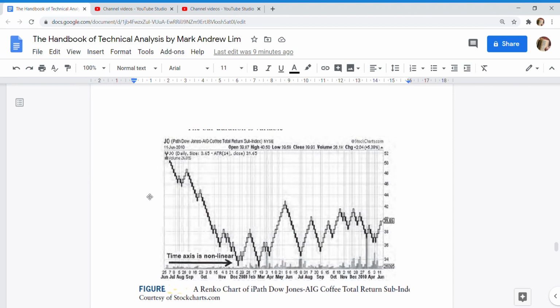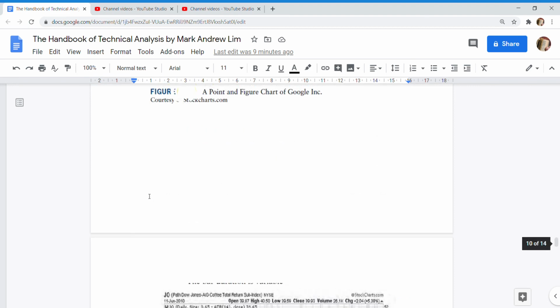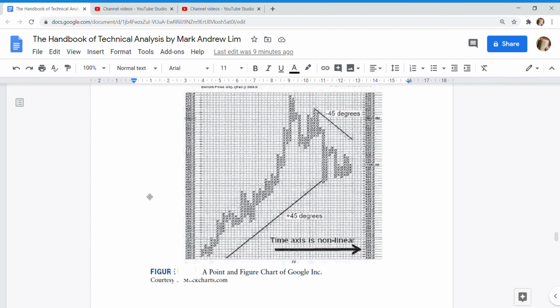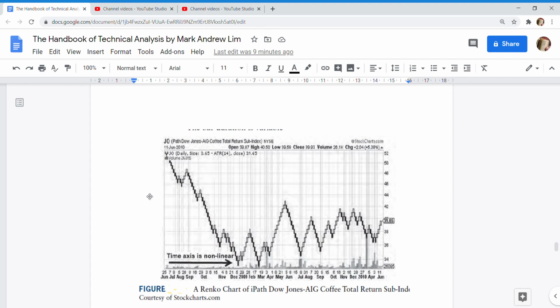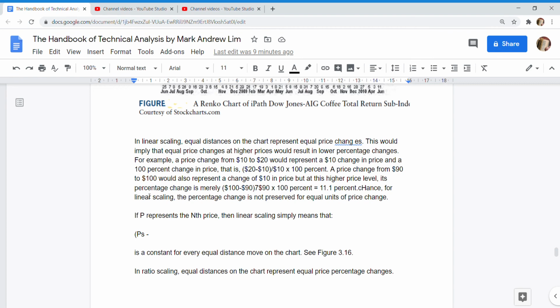In linear scaling, equal distances on the chart represent equal price changes. This would imply that equal price changes at higher prices would result in lower percentage changes. For example, a price change from $10 to $20 would represent a $10 change in price and a 100% change in price, that is, ($20 - $10) / $10 x 100%.